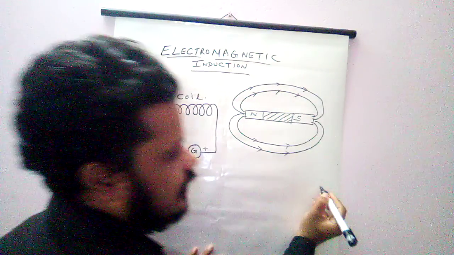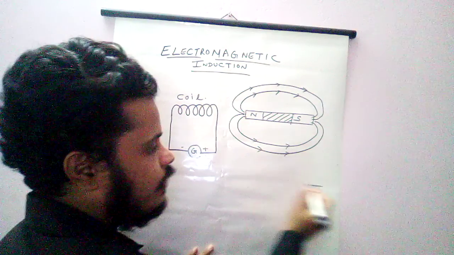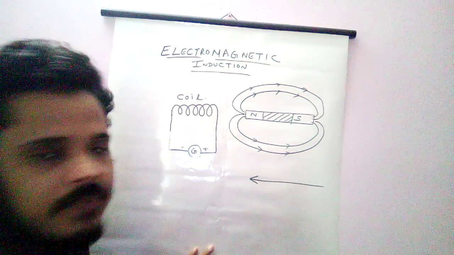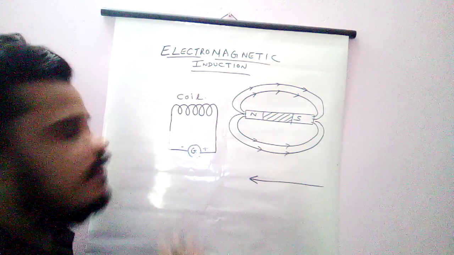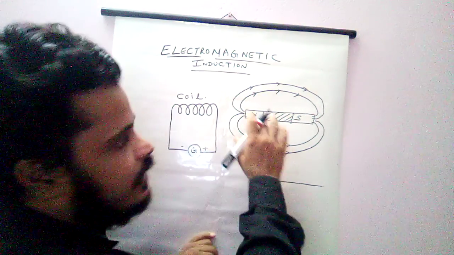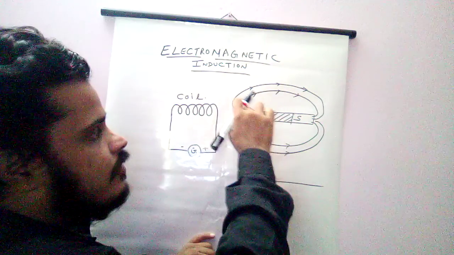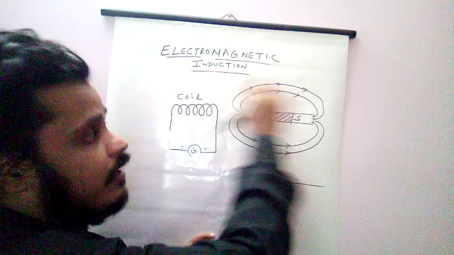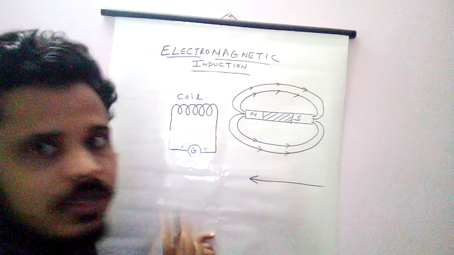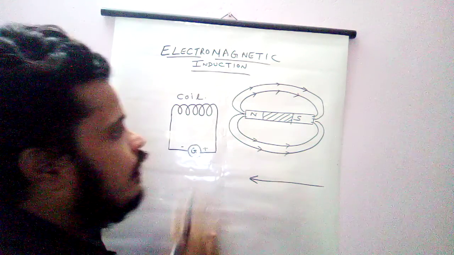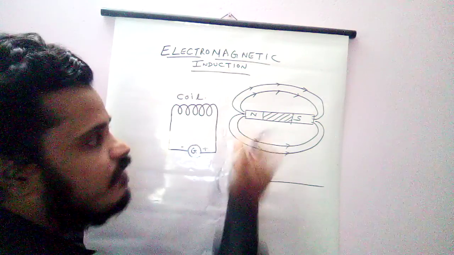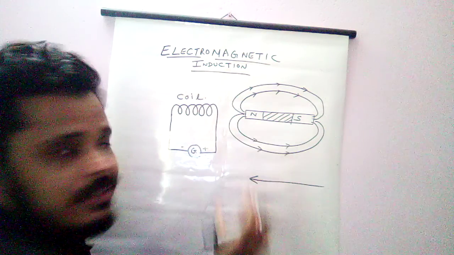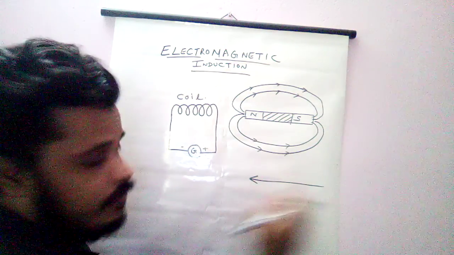Now what happens is that initially we move this bar magnet from right side to left side. Naturally, the magnetic field lines of the bar magnet will get linked with the coil. Now, in the second step, we move the bar magnet from left side to right side.